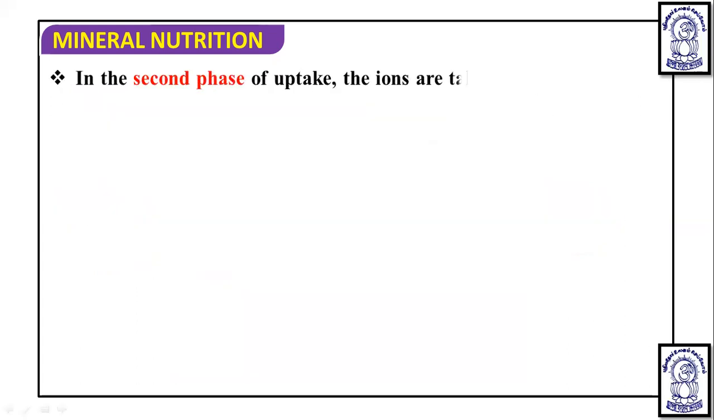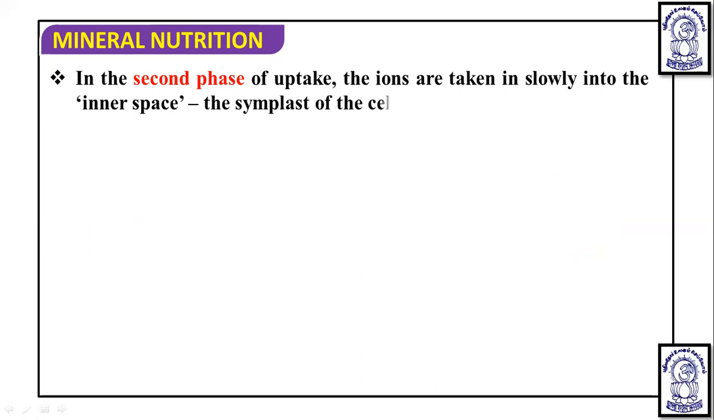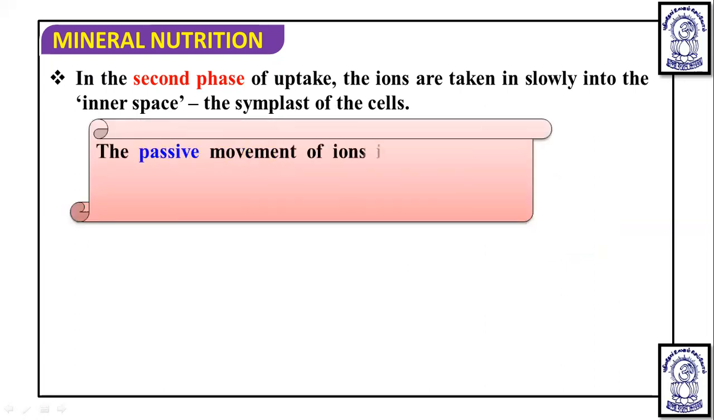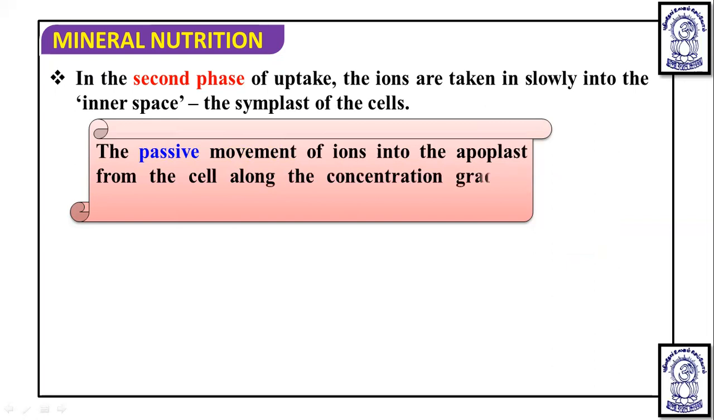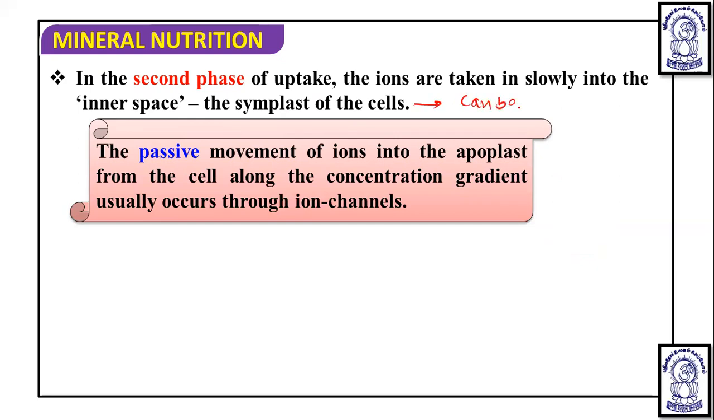Whereas in the second phase, the ions are taken in slowly into the inner space, the symplast of the cell, or the cytoplasm of the cell. That space is enclosed by the plasma membrane, and we call it the symplast. The movement of ions in the symplast can be both passive and active.